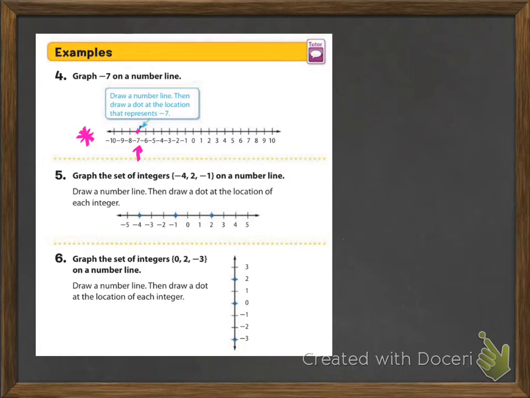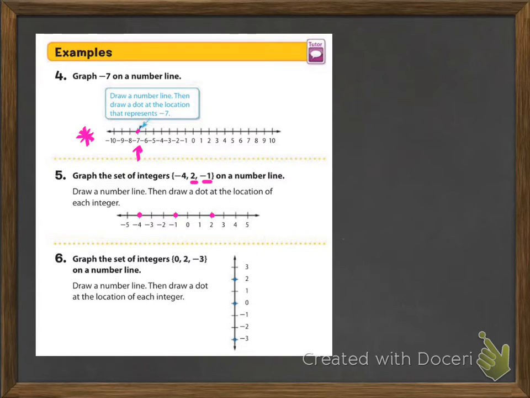Number 5 says for you to graph the set of integers -4, 2, -1, which means you're going to put a dot at the -4. So look where -4 is on this number line. It is right over here, and there's your dot. Then you're going to graph the number 2. There it is. And then you're going to graph the number -1. And voila, there it is. So you notice it is pretty straightforward and basic.